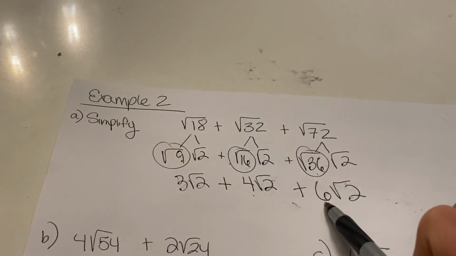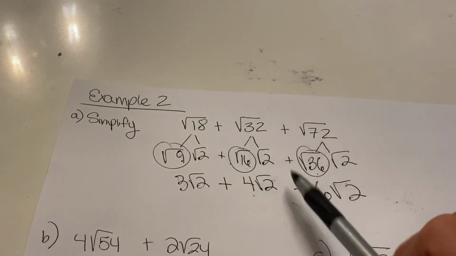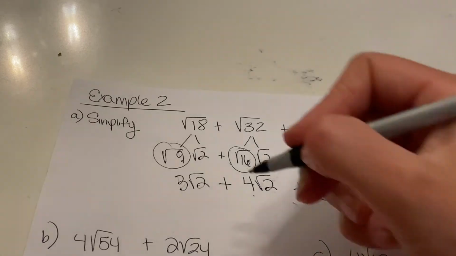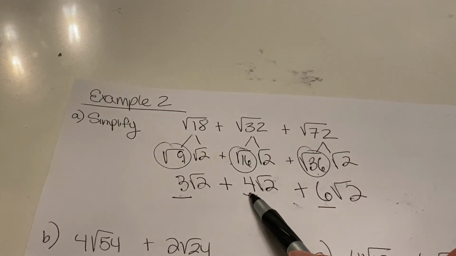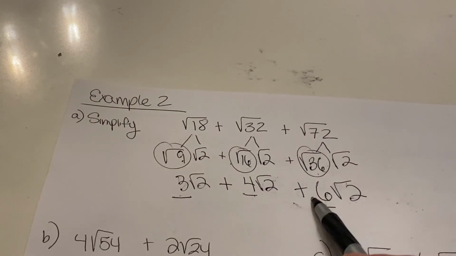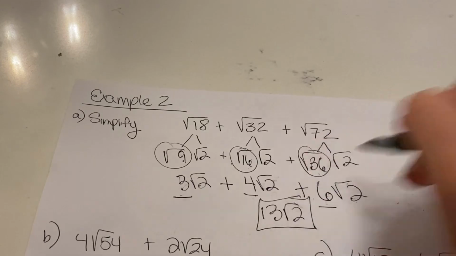The square root of 36 is 6. So now look at your three terms. They all have a radical 2 inside. So I'm going to add my numbers that are outside. So I have 3 plus 4 is 7 plus 6. I'm left with 13 radical 2 as my final answer.